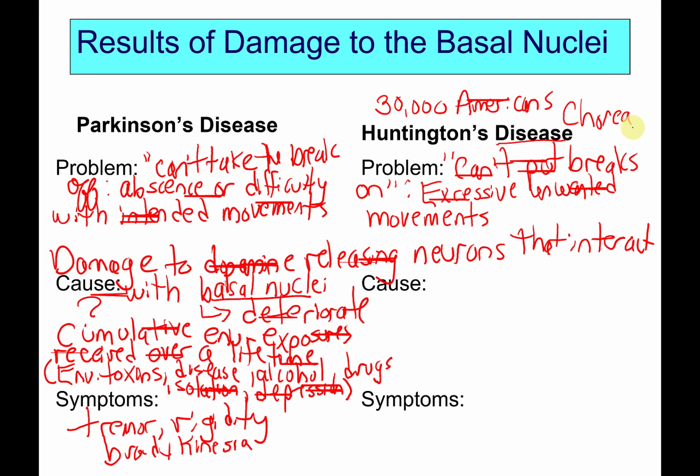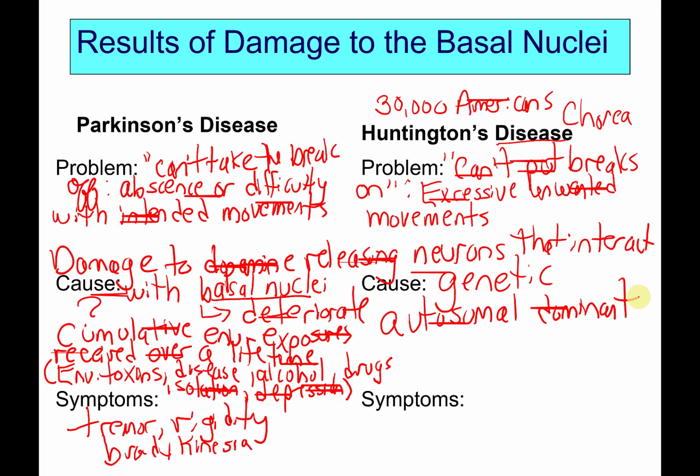Now, the cause here is genetic. So it is not environmental exposures, it's genetic, and it is an autosomal dominant mutation. The symptoms are, as we said above, excessive unwanted movement. So you can see above, dementia occurs a little sooner than it does in Parkinson's. In Parkinson's disease, dementia usually happens later in the progression of the disease, but in Huntington's it's sooner, and also Huntington's strikes people sooner in life, in their 30s and 40s. So this is just an example of one nuclei found in the brain and what we know about it.